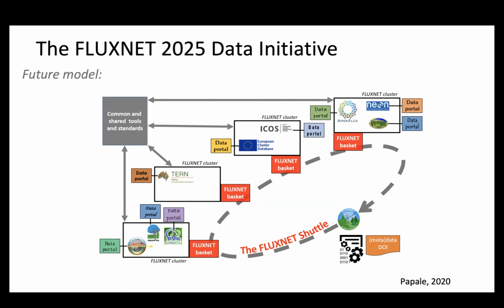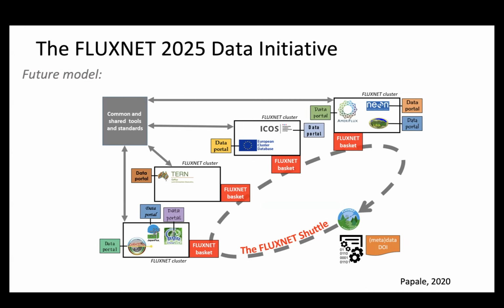The vision is that you go to a FluxNet website and there's actually no data there, but you can still explore the data. And that exploration is done through APIs to the regional network databases. And so when you identify what data you need, the APIs pull that data and you can download it directly from those regional networks.